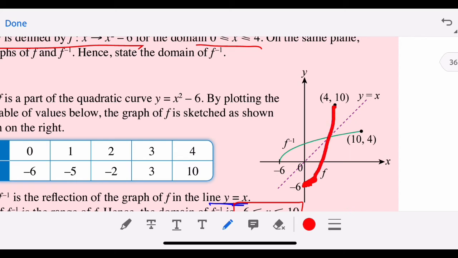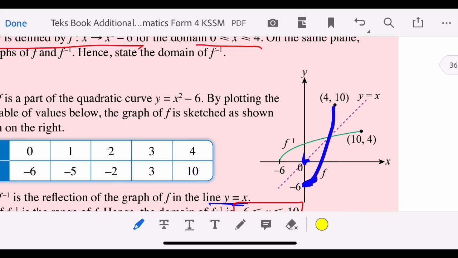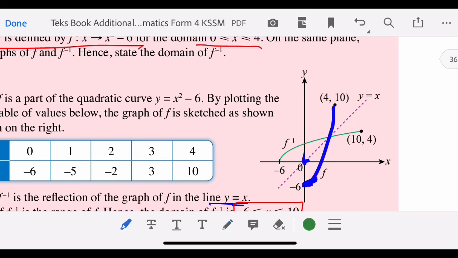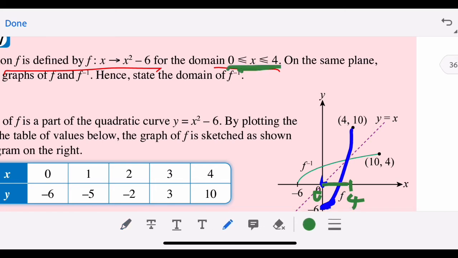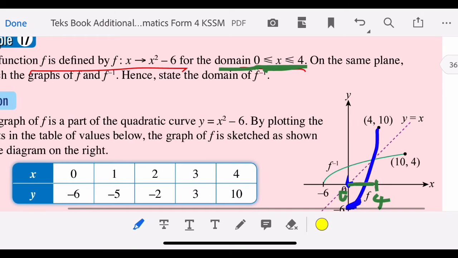The x is from 0 to 4. When we talk about x, we always look at this side. I highlight it in green color, this one, 0 to 4. This is called the domain of the function, from 0 to 4. On the same plane, you are asked to sketch the graph of the inverse of f.